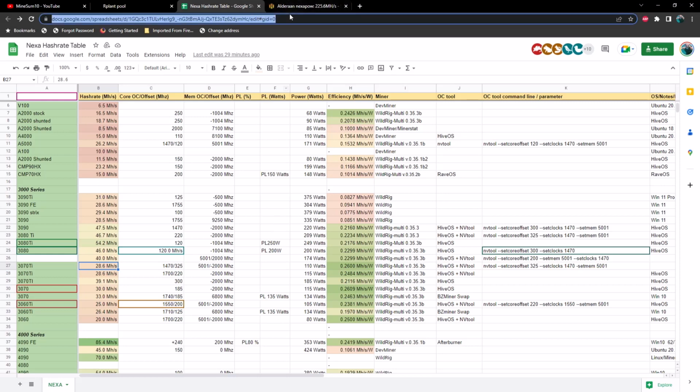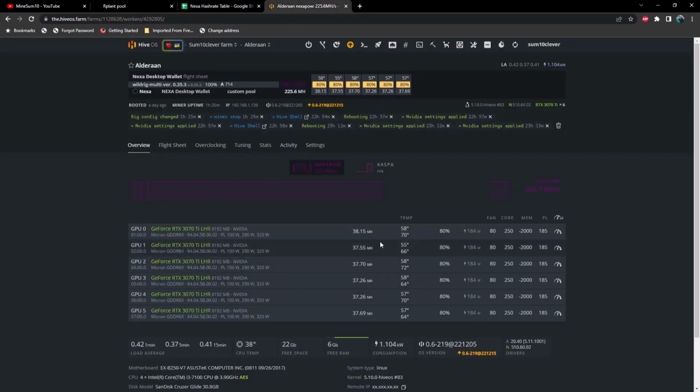Anyways, let's continue here. The 3070 Ti's, some of them can go over 300 on the core offset, but several of them could not. For example, this GPU-1 did not like anything over 275 or it would crash. And then this last one here, GPU number 5, doesn't really like anything over 275 to 285.